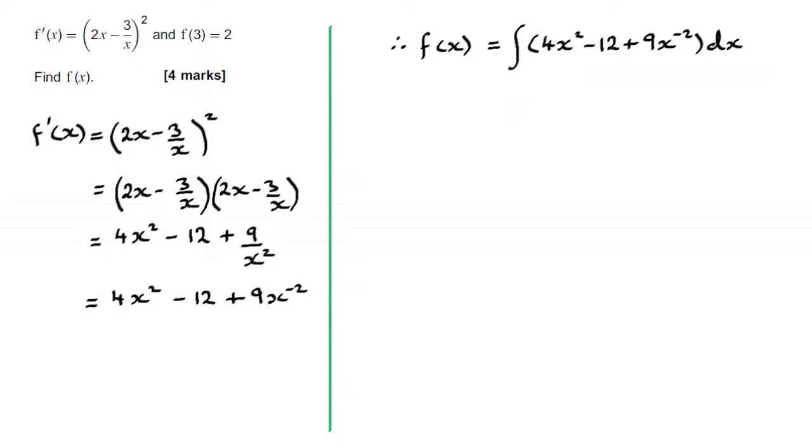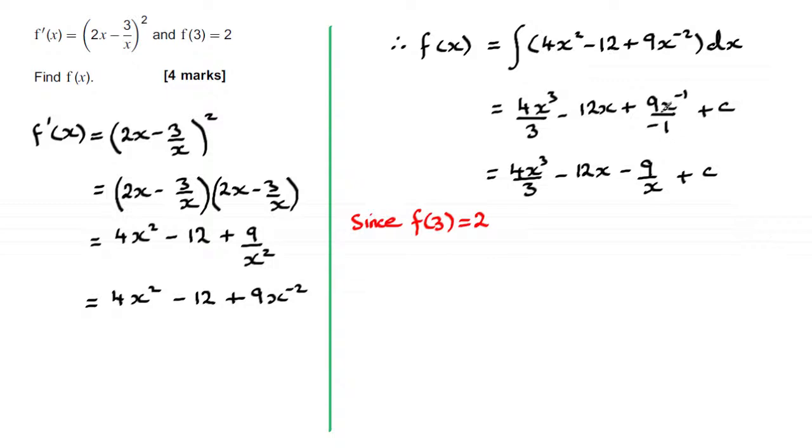Integrate all the terms in the usual way by adding 1 to the power and dividing by your new power. So you're going to get 4x cubed over 3. When you've got a constant, it just has the x added on the end, so you get minus 12x there. And for this one, add 1 to the power, x to the power minus 1, divide by that new power minus 1. Not forgetting your constant c. Simplify this, and you're going to get this term here is minus 9 over x.